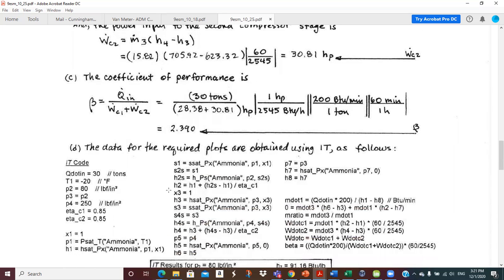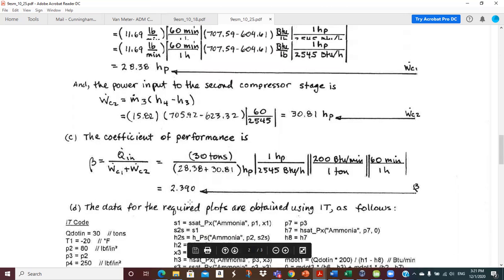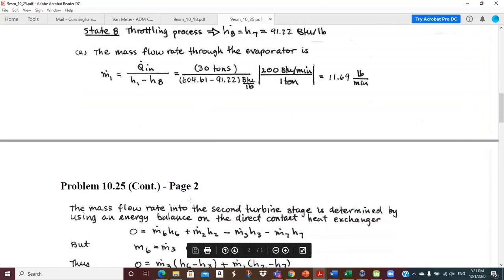Okay, and then D has to do with their software. We haven't used their software, so we're not going to do that.